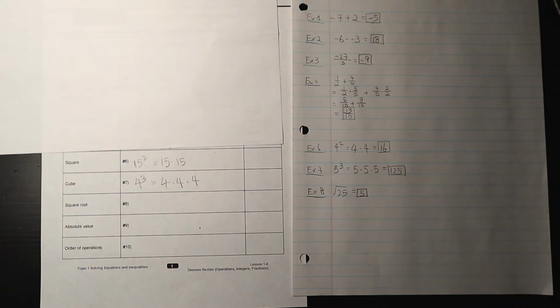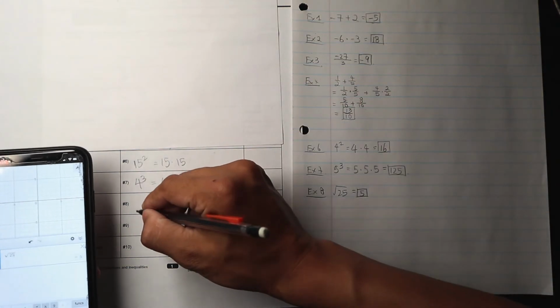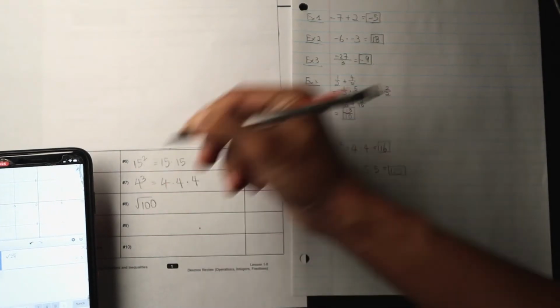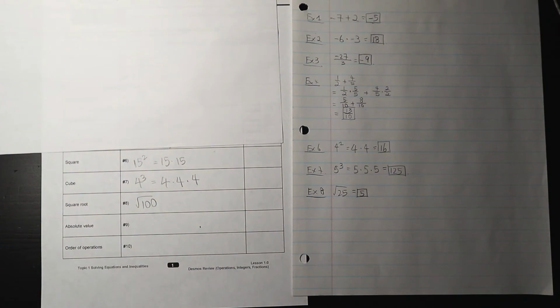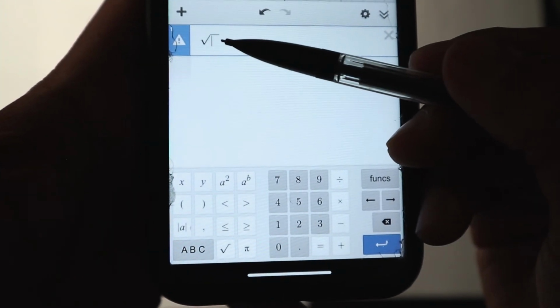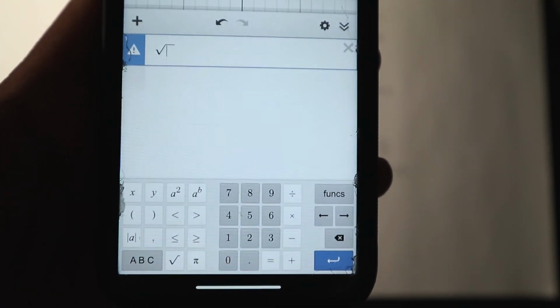Well, on your homework paper, could you find me the following? What is square root of 100? Square root of 100. Okay, so you would press square root of and then type in 100 and then see what you come up with. Put your answer over there, please.